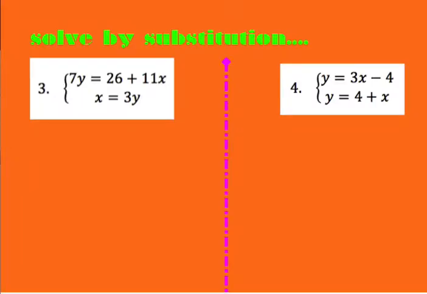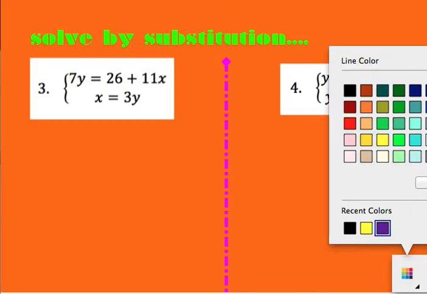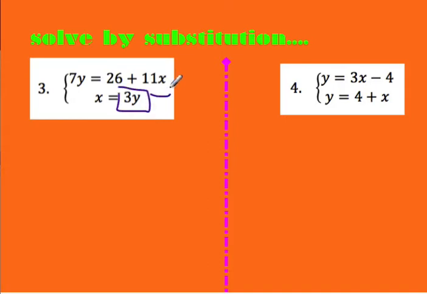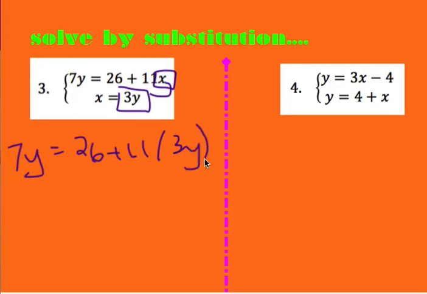Next, let's take a look at number 3, solving these by substitution. So I see that the second equation is already solved for x. X is equal to 3y, so I'm going to find x in the other equation. Where I see x is what I'm going to take out. So the rest of the equation is going to stay the exact same, and instead of writing x, I'm going to put 3y in instead. Okay, so I have 7y is equal to 26. Now I need to multiply the 11 times the 3. And when you multiply those two together, you end up getting plus 33y.